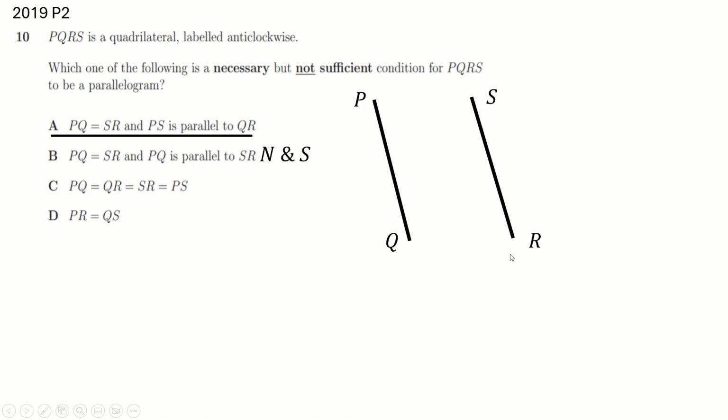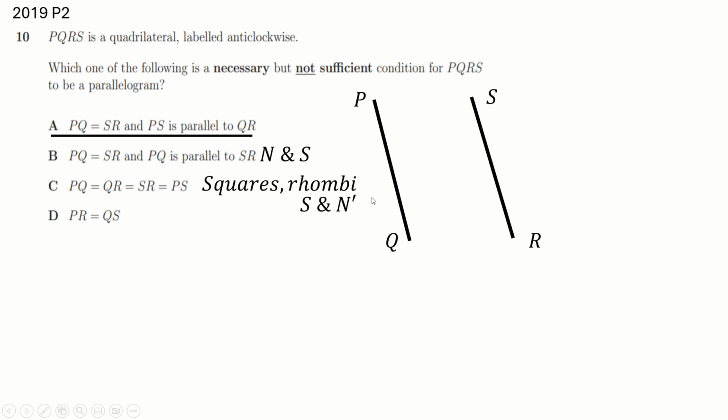PQ equals QR equals SR equals PS. Well, the only two shapes that do that are rhombuses and squares, of course. And so, well, if you're a rhombus or a square, that's not necessary to be a parallelogram. You could just be a regular parallelogram or a rectangle, but it is sufficient. So it's sufficient but not necessary because, of course, these two things live in the parallelogram circle for Venn diagrams.